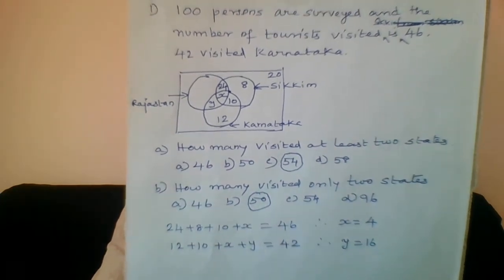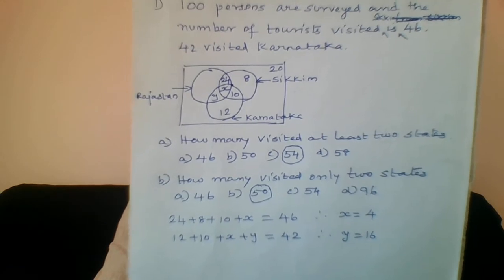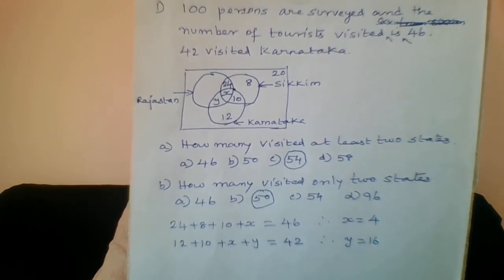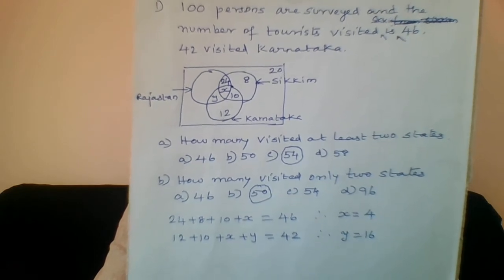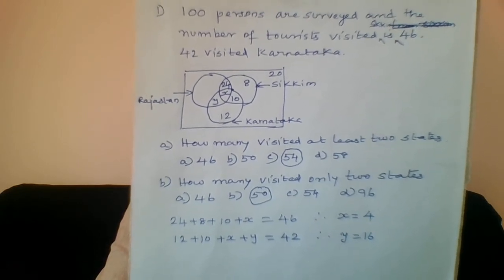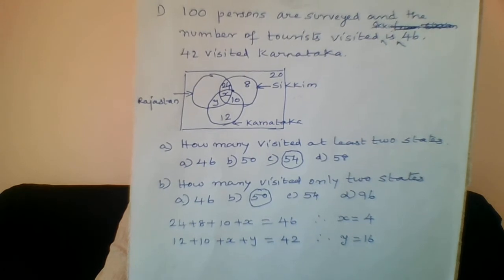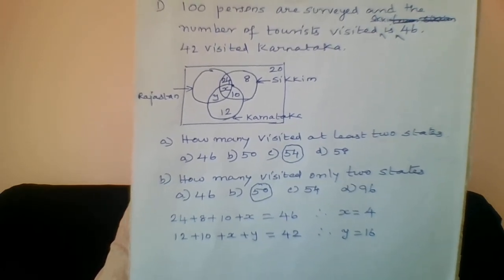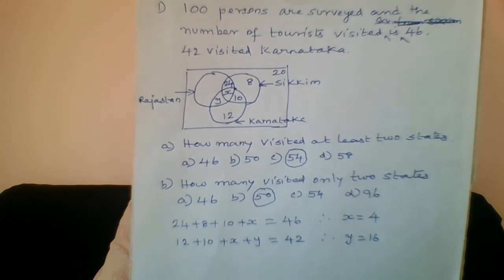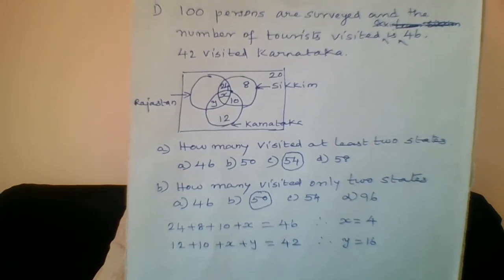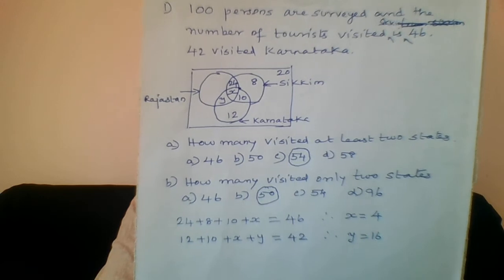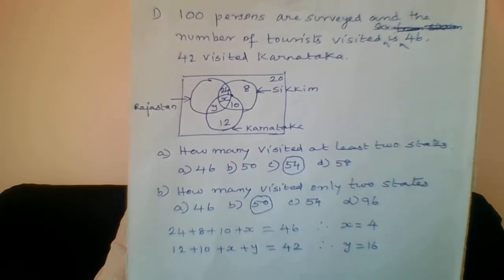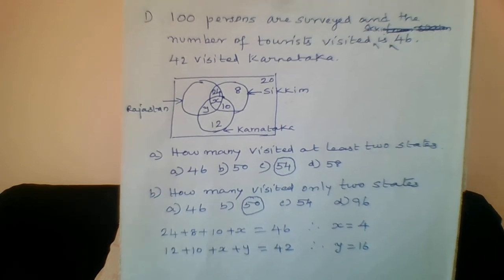Here the total number of people who visited Sikkim is 46. That is equal to 24 plus 8 plus 10 plus X is equal to 46. From that we can find X equal to 4. Then the number of tourists who visited Karnataka is 42. That is 12 plus 10 plus X plus Y is equal to 42. We have found X equal to 4. So from that you can find Y equal to 16.